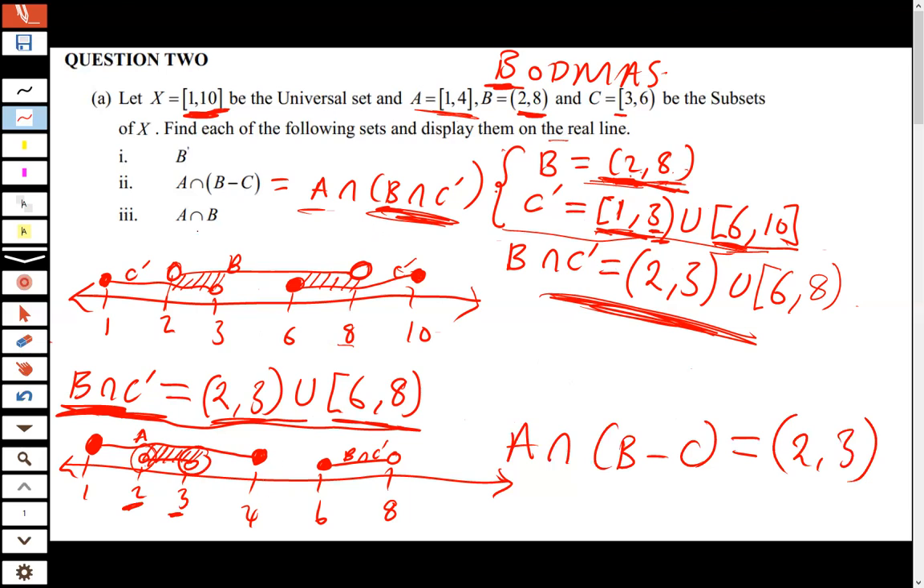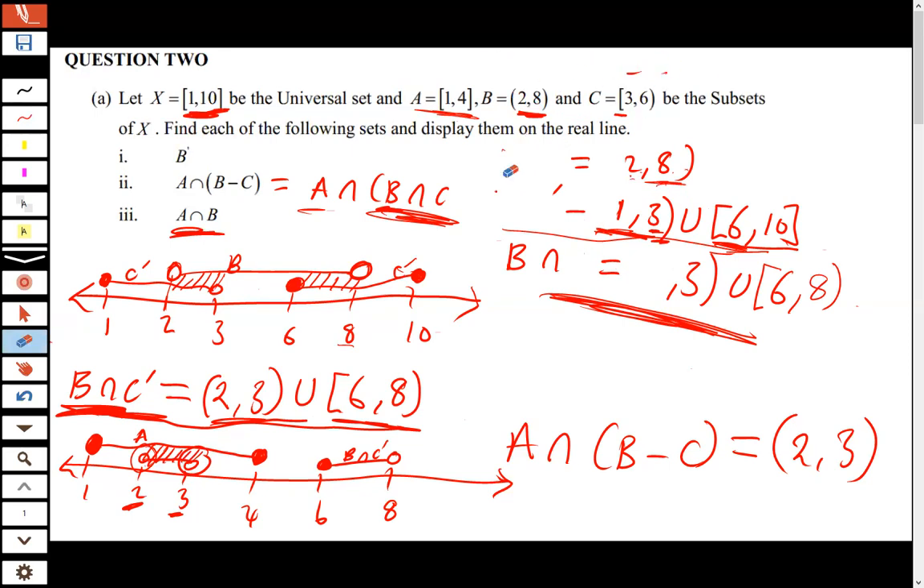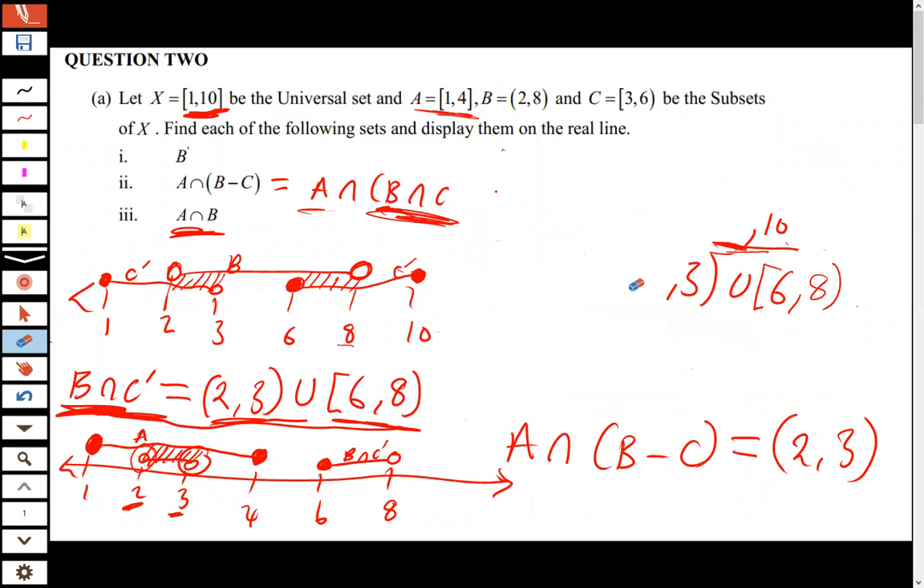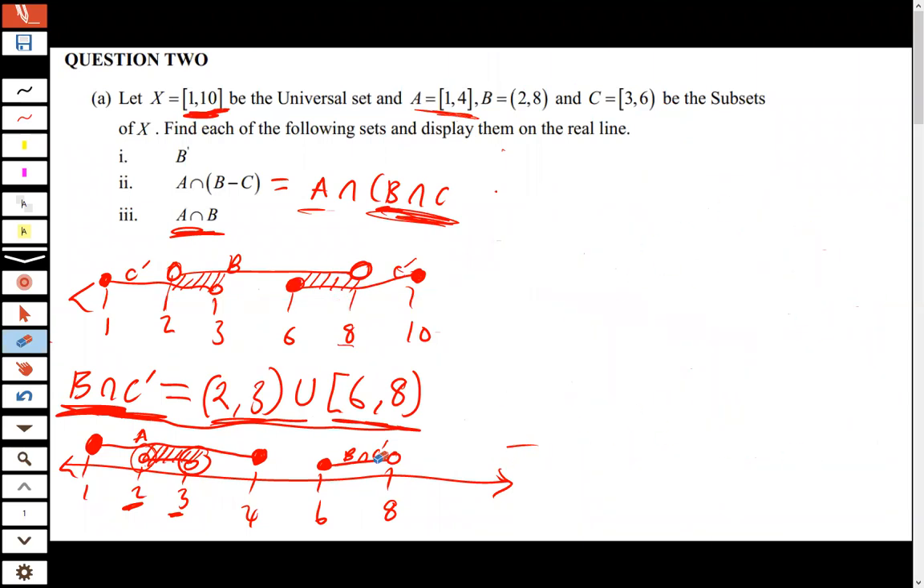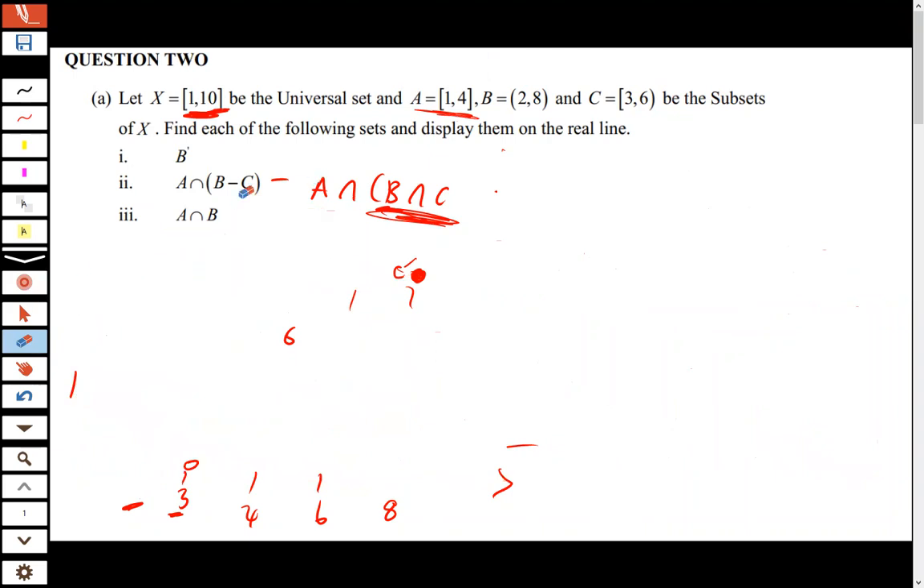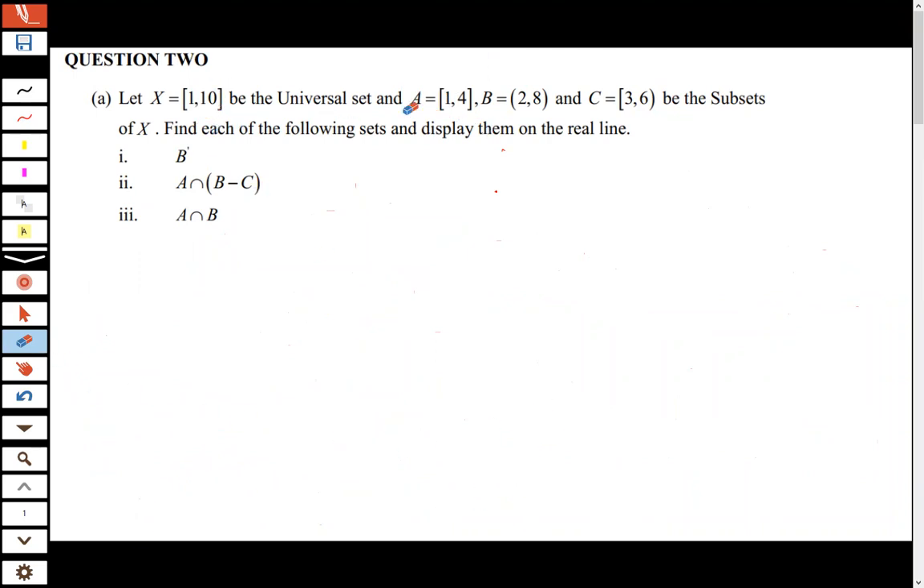So let's also do the last part, which is this one. We've been asked to find A intersection B. Even for that one, the easiest way to find it is simply by drawing a number line. But if you don't want to draw a number line, you can just find it by observing the numbers. When you draw the number line, I'm just going to put cardinal numbers here. So I'll put the numbers for A and B, and then I'll find the intersection.